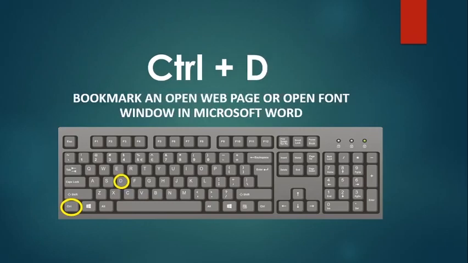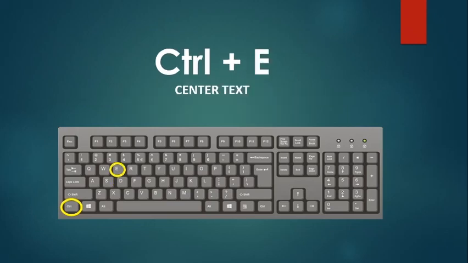Okay, now the next one is Ctrl D. This one lets you bookmark a page when you're using a browser, or it opens the font window in Microsoft Word. Next one is Ctrl E. It lets you center the text when you're using Word, Excel, or any other similar software.